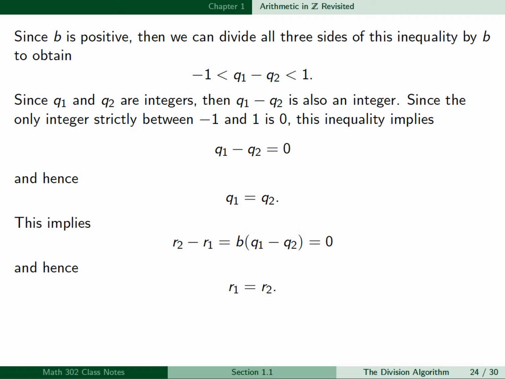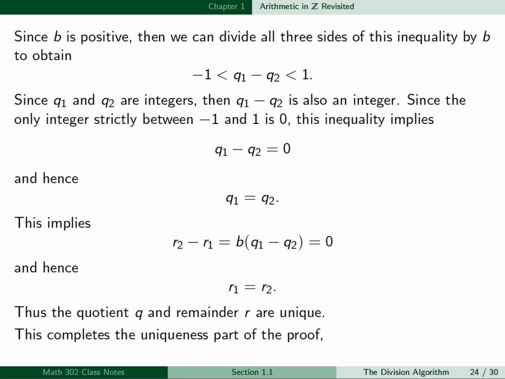So we've shown that q1 is equal to q2 and r1 is equal to r2, and thus the quotient q and remainder r are unique. And this completes the uniqueness part of the proof, which completes the proof of the theorem.